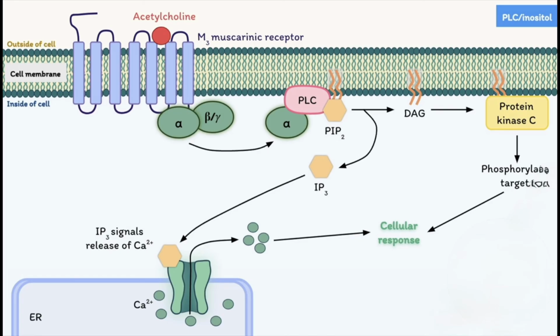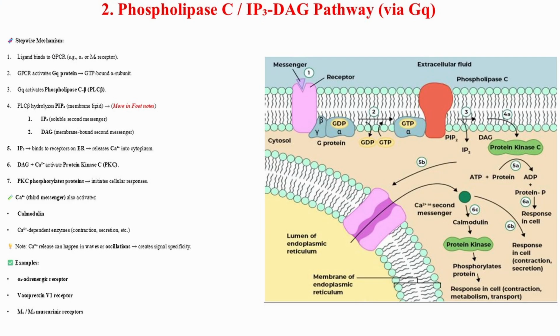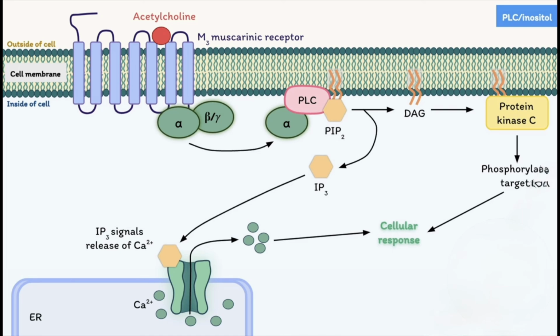Phospholipase C beta does something epic. It hydrolyzes a key membrane lipid called PIP2, and from this reaction, two mighty second messengers are born. The first one is IP3, the soluble messenger, and the next one is DAG. This is the membrane-bound messenger. Now, watch the magic unfold. IP3 races through the cytoplasm and binds to its receptors on the endoplasmic reticulum, and that triggers a flood of calcium ions rushing into the cytoplasm.